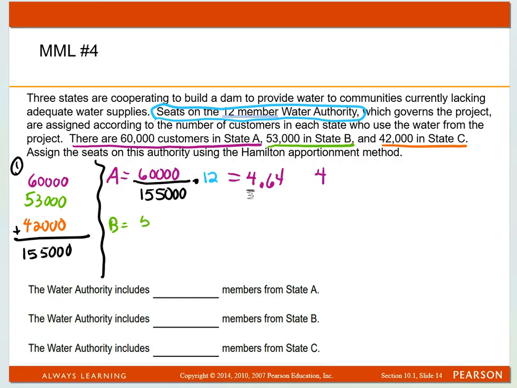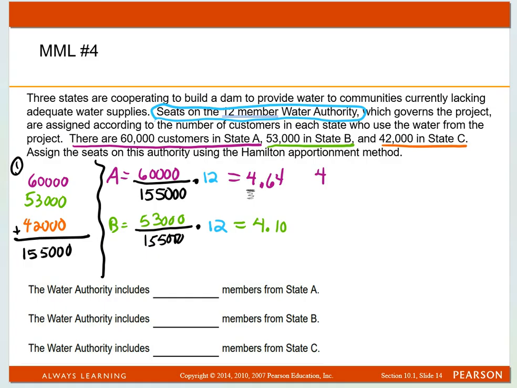I'm going to take the 53,000 for state B, divide it by the 155,000. That division right there will give me the percentage. And then I take that number times the 12. And it's sitting in my calculator, so just let the calculator do it all. And that comes out to be 4.10. You don't have to do any rounding. Just take it out 2 places in case you have to compare.